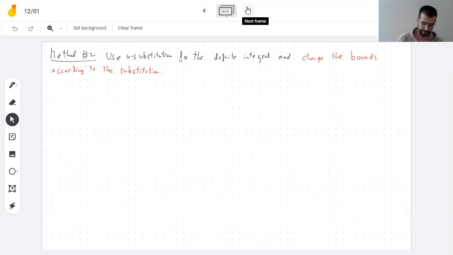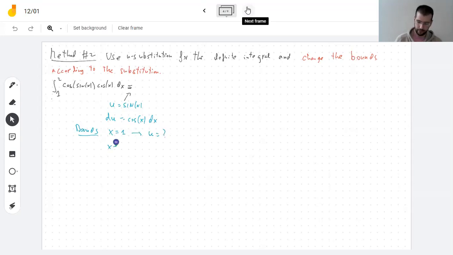So this is what I mean. I'm going to do the same one, and I'm going to do the same substitution. It's still going to work the same. I'm making u equals sine x, du is cosine x dx. But now I need to change the bounds. That means that I need to see what u is if x is 1 and what u is if x is 2.